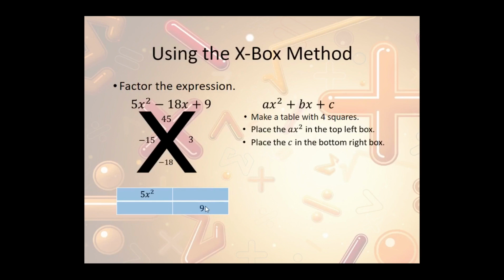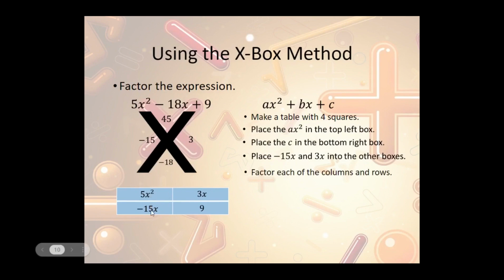Now we're going to place negative 15x and 3x into each one of the boxes, and it doesn't matter which one you place it in. So we'll put negative 15x there and 3x here. Now we're going to factor out what we can, trying to find a common factor. So between 5x squared and 15x, there's a 5x in common. So that's what we would factor out. So we'll go ahead and just put it at the top of the box.